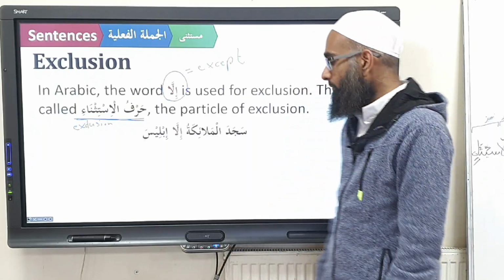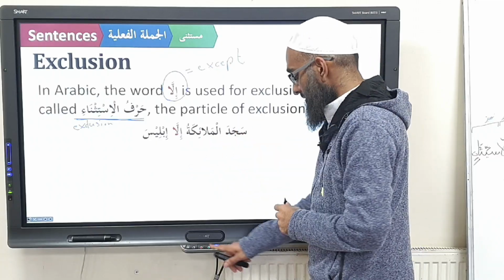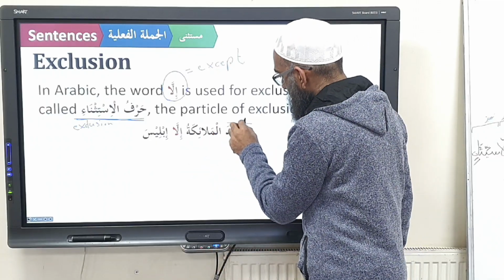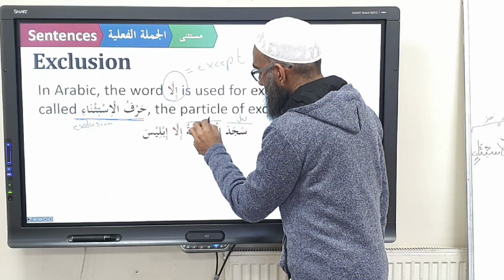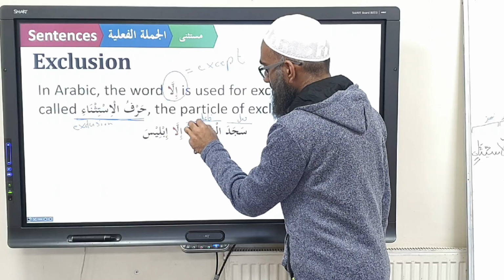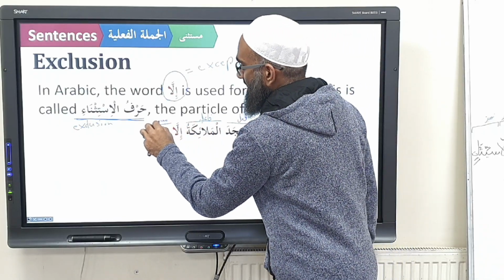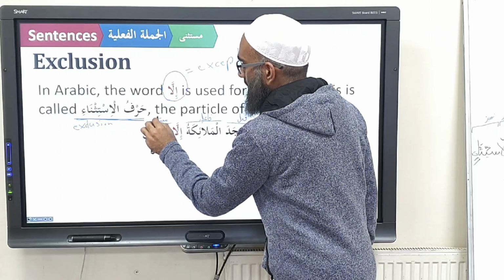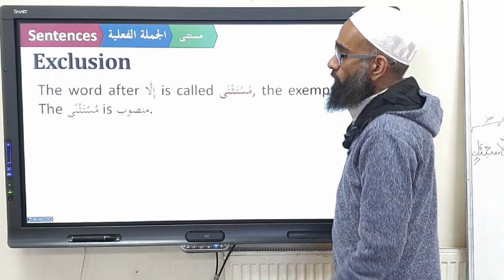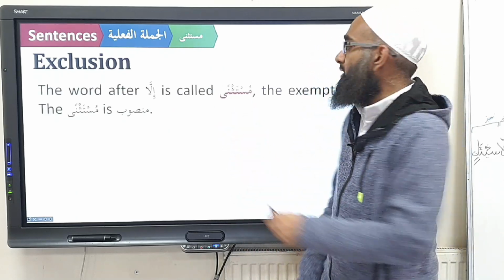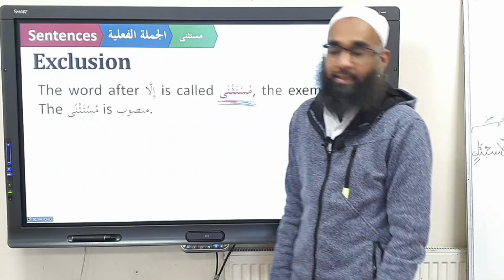Except. So for example, sajada al-malaikatu. The angels prostrated. Sajada is fi'l. Who's doing the prostration? Al-malaika, this is the fa'il. And Iblis becomes the mustathna. Okay? The one being exempted. So after illa, you call it what? The mustathna. And this is also going to be mansoob.